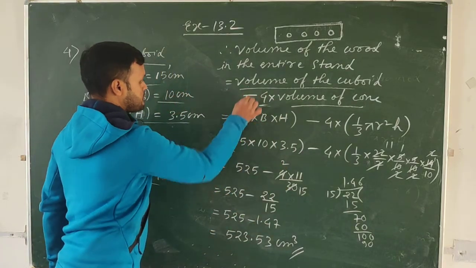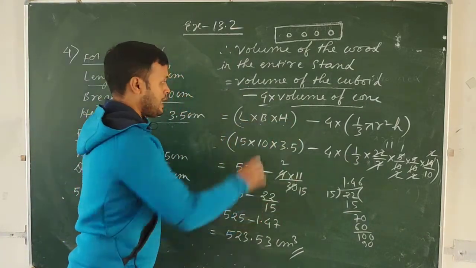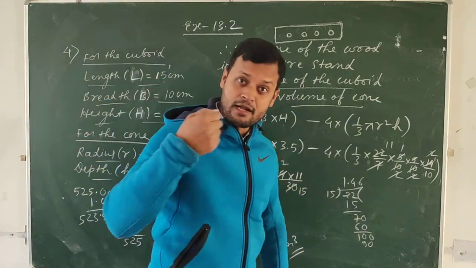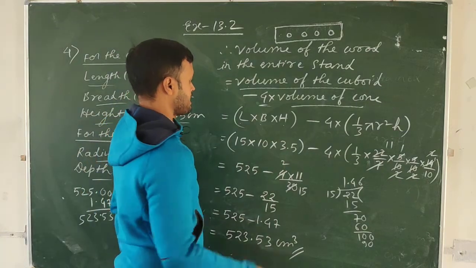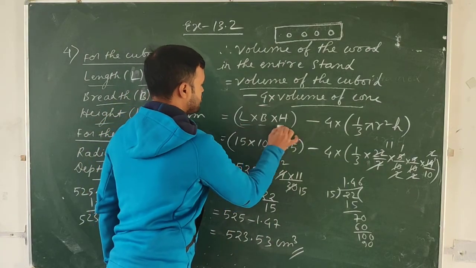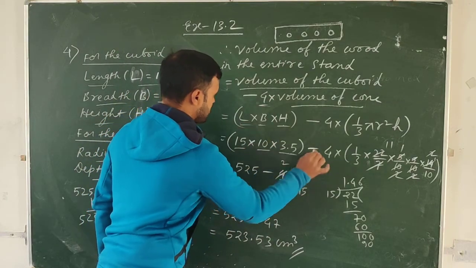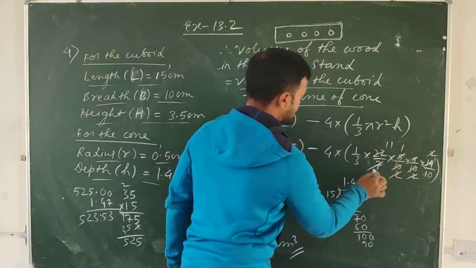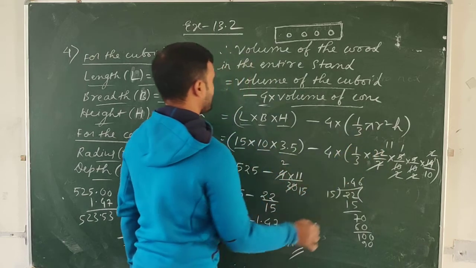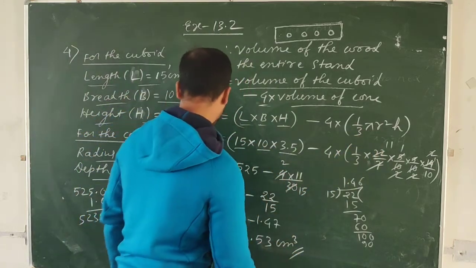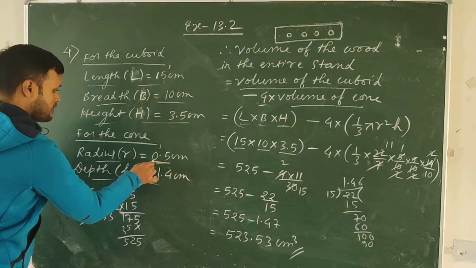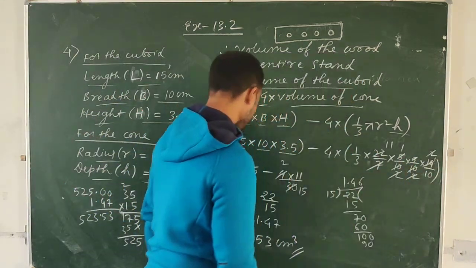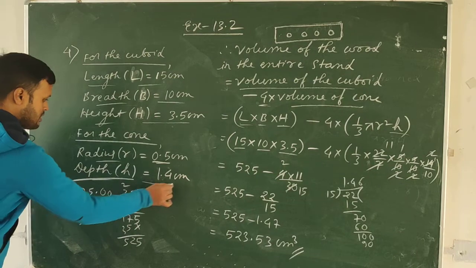So what is the volume of the cuboid? L into B into H. Why are we subtracting? Because we have taken out the conical depressions. So the volume of the cuboid is 15 into 10 into 3.5, and 4 into the volume of the cone, which is 1 by 3 pi r square h. Pi is 22 by 7. Radius of the cone is 0.5, so write 5 by 10 into 5 by 10, and the height of the cone, here the depth, is 1.4.